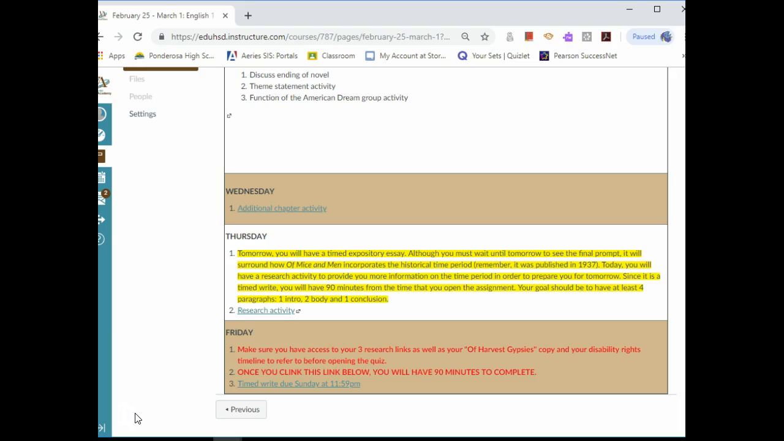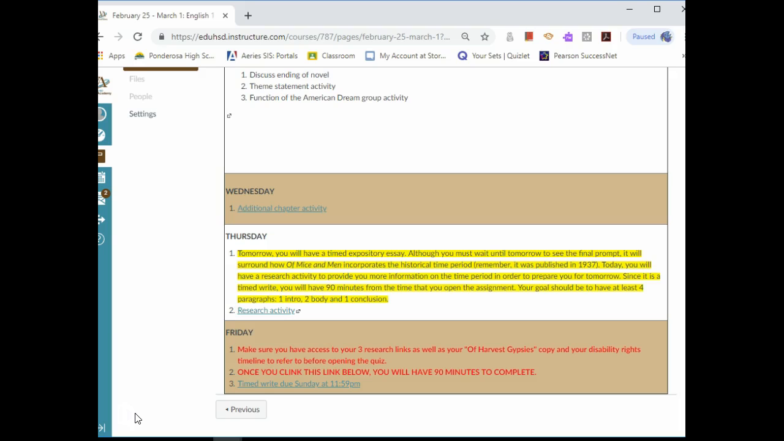Today you will have a research activity to provide you with more information on the time period in order to prepare for tomorrow. Since it is a timed write, you will have 90 minutes from the time that you open the assignment. Your goal should be to have at least 4 paragraphs, 1 intro, 2 body, and 1 conclusion. That's the goal, is to whip out 4 paragraphs. Alright? At the very least, you should have intro, body, conclusion.